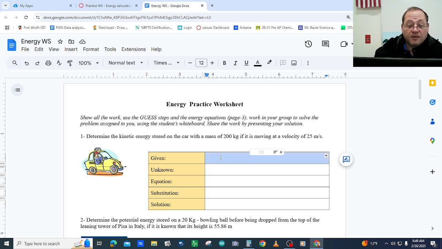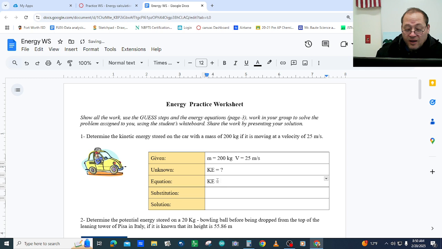Let's start by getting the givens. It says the mass of the car is 200 kilograms, so that's M. M equals 200 kg. Kg stands for kilograms. And the other thing is V, the velocity, which is 25 meters per second. There's nothing else given there. Now, what is the unknown? What are they asking us? They're asking us for the kinetic energy of the car. That's our question mark. And the equation for kinetic energy is on page number 3.